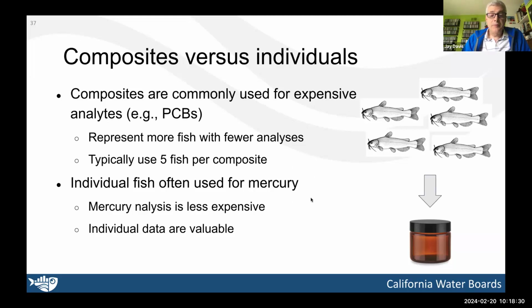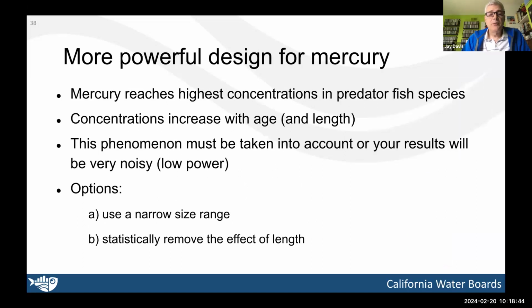For mercury, we often analyze individual fish because the analysis is less expensive and the individual data are valuable for, well, I'll explain why that is. So a more powerful approach for mercury is to take into account that relationship of concentration with age and length. If you don't do this, then your data are going to be very noisy. So you could either use a very narrow size range or use a wide size range and use statistics to remove the length effect.